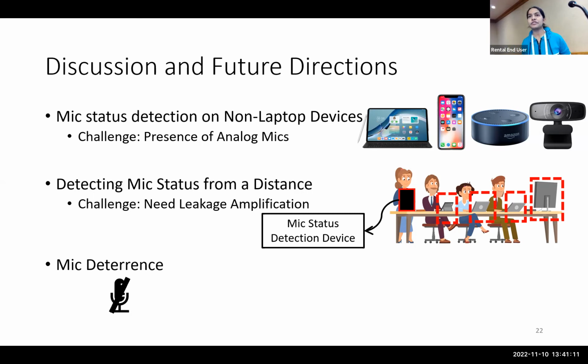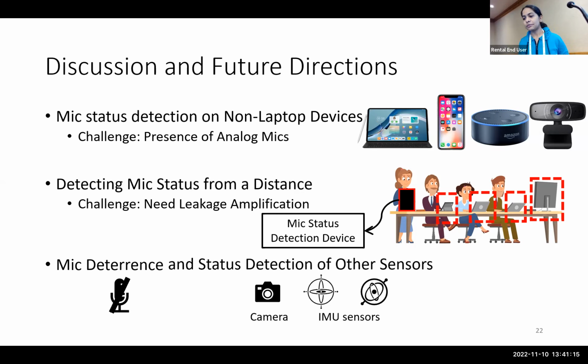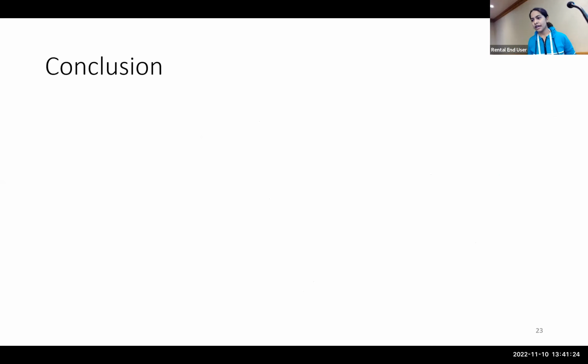And there are also a bunch of other interesting things to think about. Can we do mic deterrence rather than just detection, and potentially expand to other sensors such as cameras and IMUs, which are also privacy invading today? And that brings me to the conclusion of my talk.